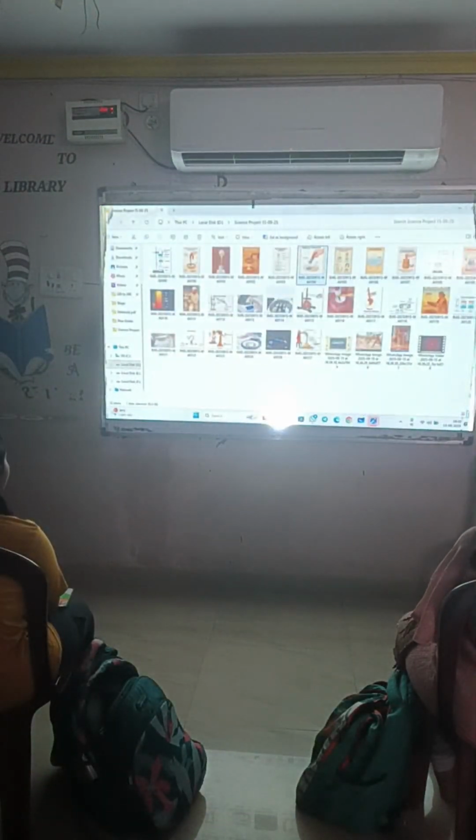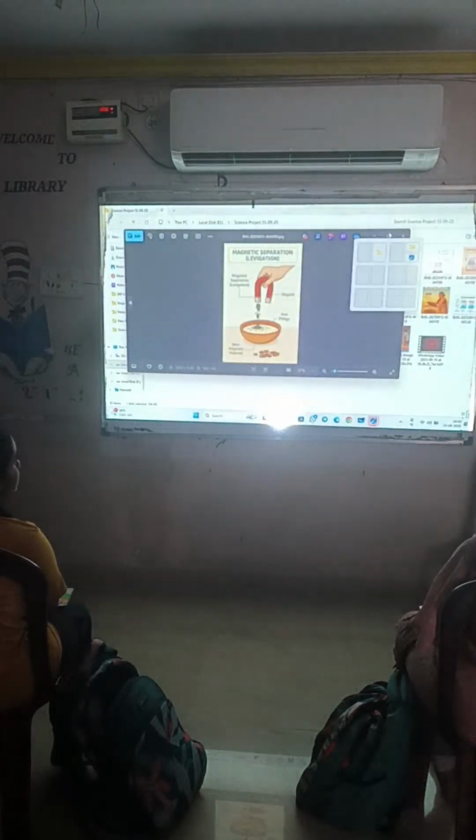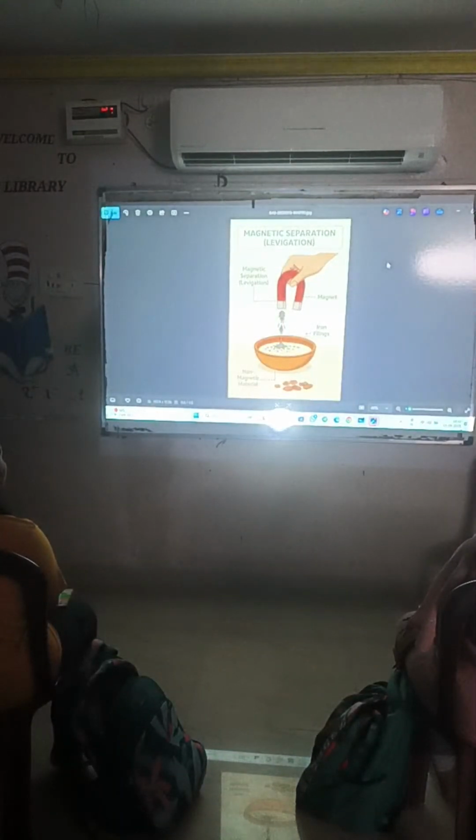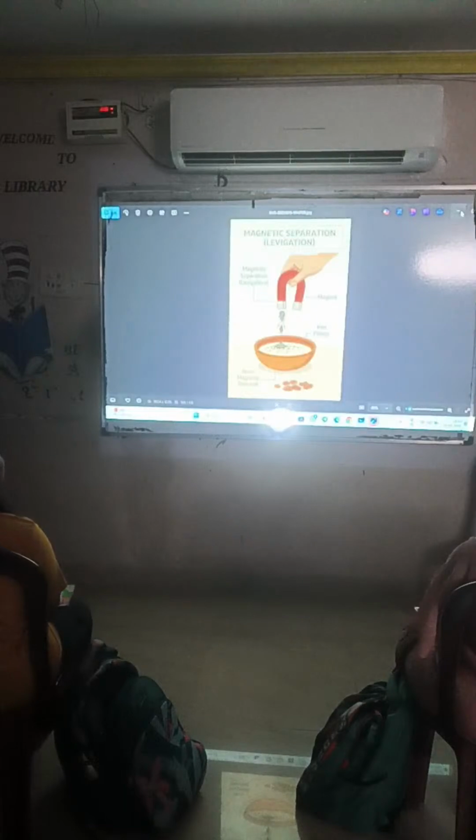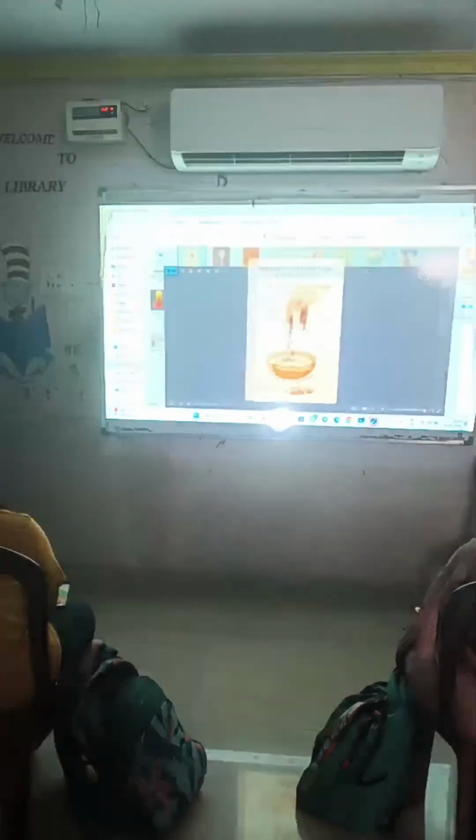Usually it is better to do this with the horseshoe magnet rather than the bar magnet because it is somewhat larger and the work will be somewhat easier. If you use magnetic separation in a larger manner, the process is called levitation. See here, there is a magnet, and iron fillings in that wooden bowl. The iron fillings will be separated by the horseshoe magnet. This technique is called magnetic separation.